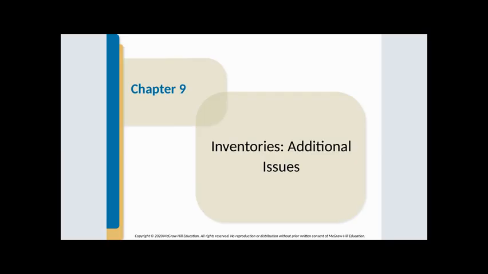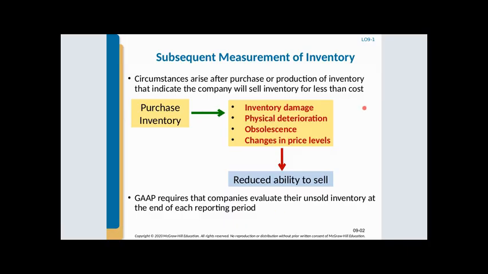Okay, so we're looking at additional issues that deal with inventory. Chapter 8 dealt with what type of costs we are going to include as part of our inventory, and then we also looked at the cost flow assumptions. In this case, we're looking at other issues that deal with inventory. So how exactly are we going to measure this inventory and report on our financial statements? There are certain things that may affect its value, and therefore we need to take that into consideration.